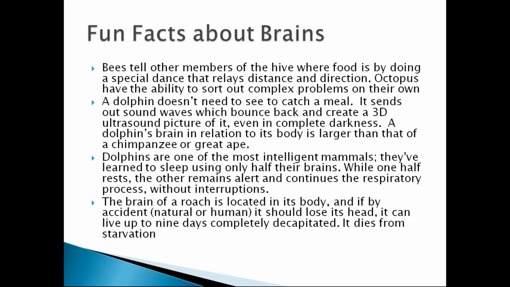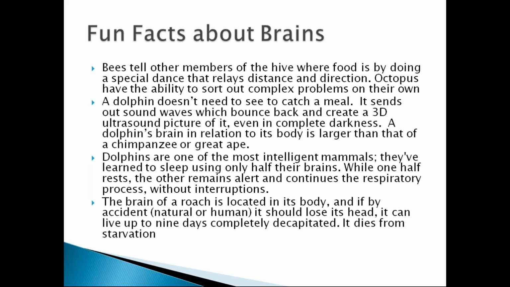Octopus have the ability to sort out complex problems on their own. Another interesting thing about an octopus is that their arms are made up of material that's actually the same as what our brains are made up of. So the 8 arms are like 8 separate brains.